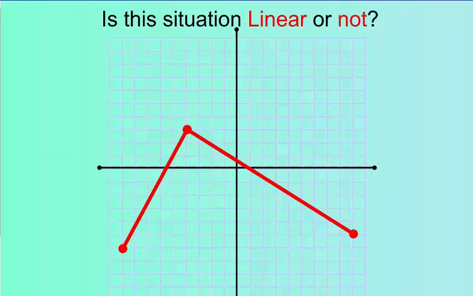In this situation, this is not linear. Although it has two pieces that are straight, the fact that it does not continue throughout the entire graph as straight means that it is not linear. This would be an example of a piecewise graph.